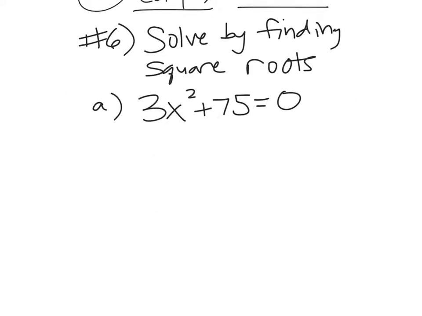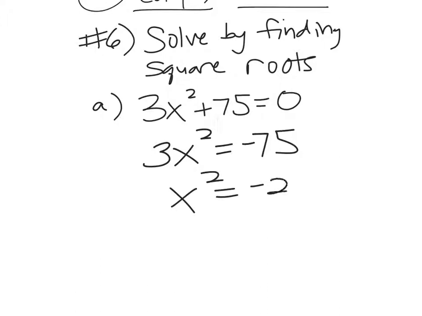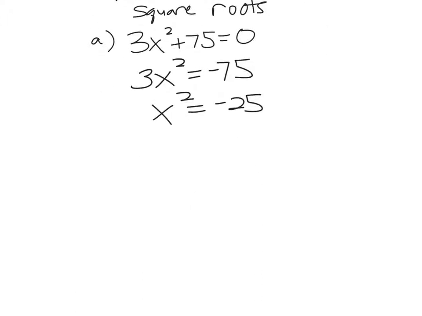Now you get to a problem like this, and you're like, all right, solve by finding square roots. What's the first thing you do? Perfect. Subtract 75. Subtract 75 over to the other side. Second thing you do. Divide by 3. So divide both sides by 3, you get negative 25. At this point, you're going to take the plus and minus square root of negative 25.